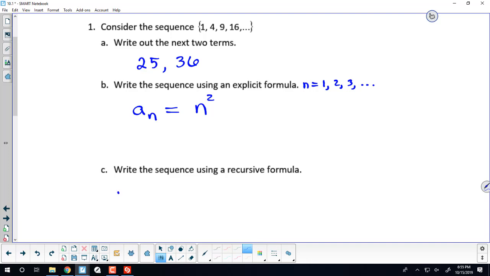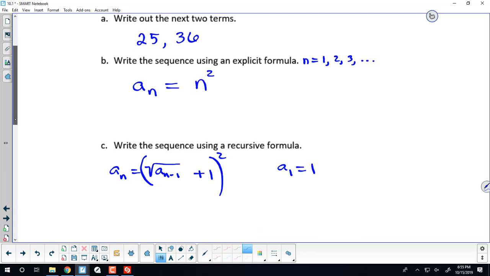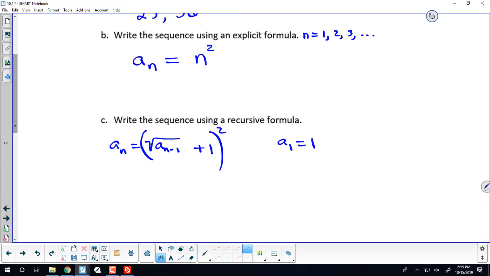a_n equals the square root of a_(n-1), plus 1, and then all of that squared, like that. a_1 equals 1. The first term is 1. What do y'all think? Does that work? So you could just check, right?